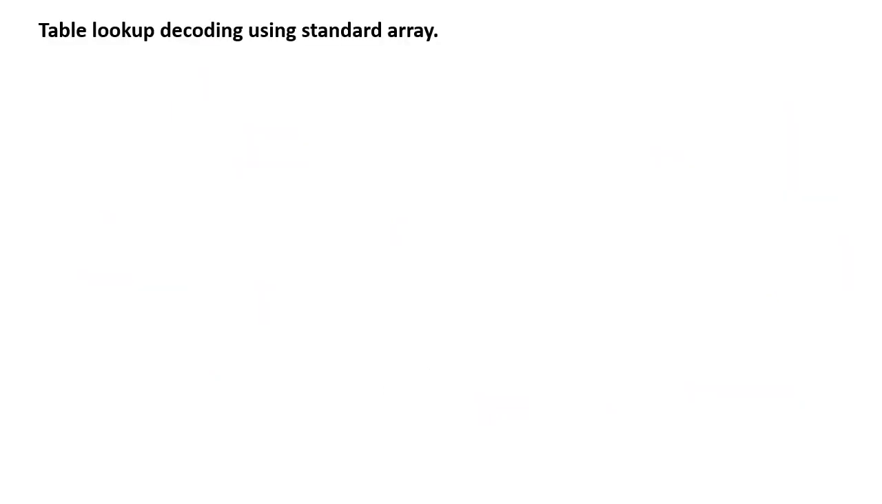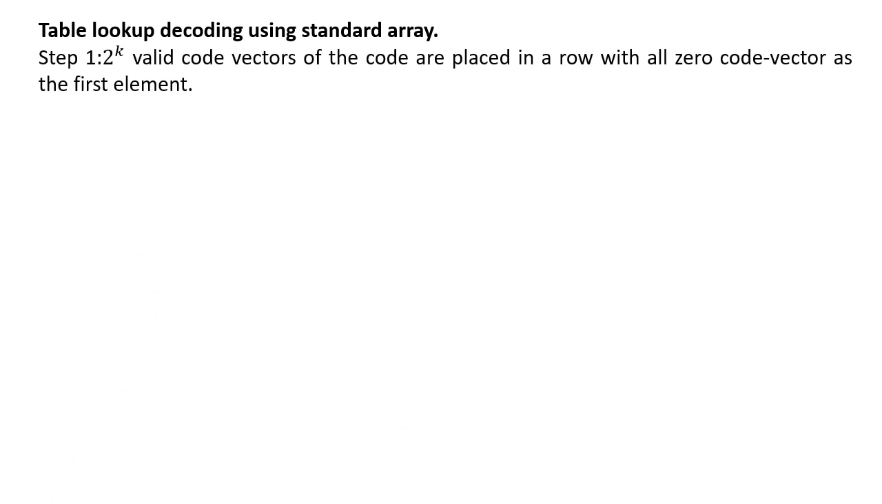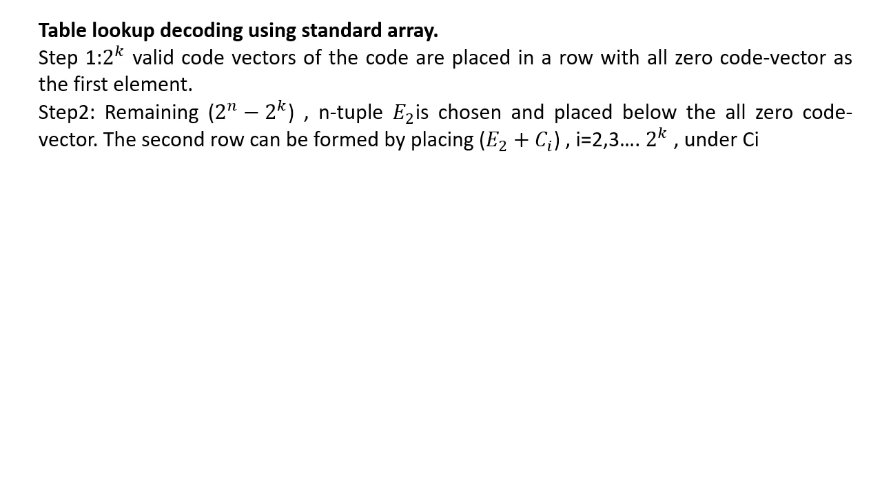Table lookup decoding using standard array. First step: 2 to the power of k valid code vectors of the code are placed in a row with the all-zero code vector as the first element. Step 2: from the remaining 2 to the power of n minus 2 to the power of k n-tuples, E2 is chosen and placed below the all-zero code vector.